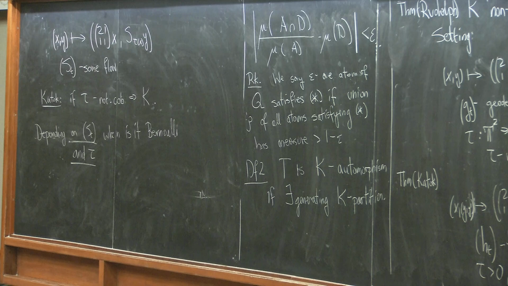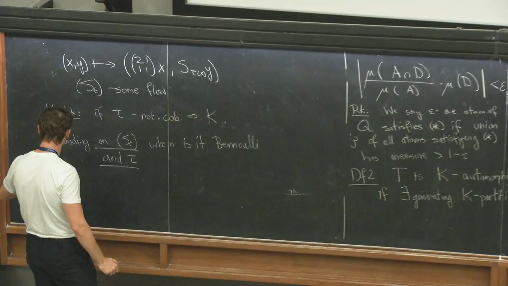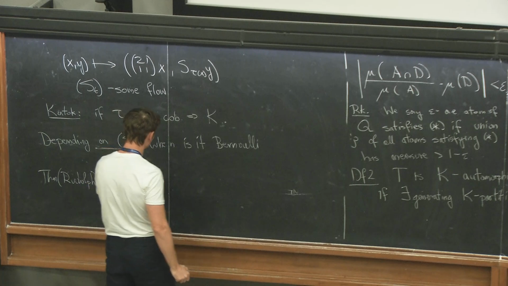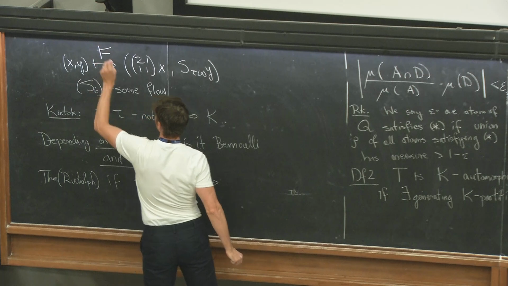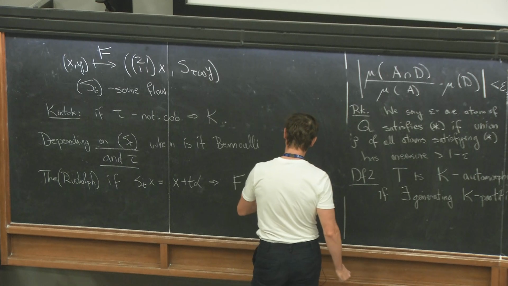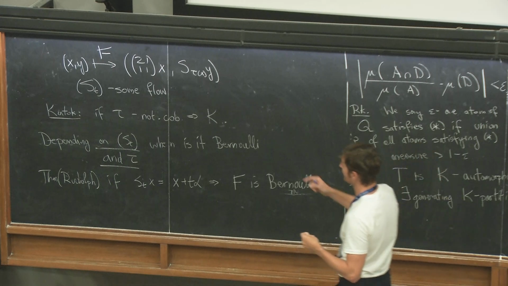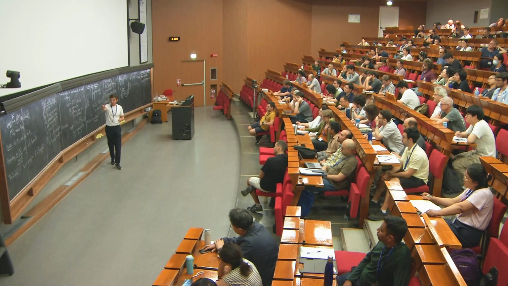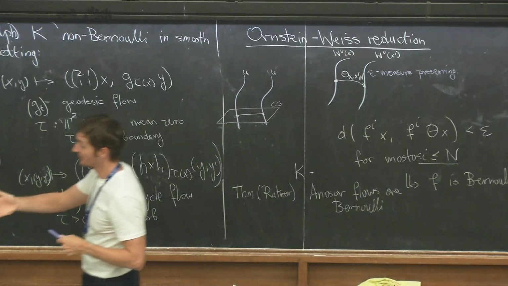The result of Ratner, if you try to put it in that framework, gives you another result of Rudolph, for example. Rudolph tells you that if S_T of x is just x plus T alpha, say, then let's call this thing F, F is Bernoulli. So if you put a very simple elliptic dynamical system with no growth, like a circle rotation, then you're still in the same situation where you have isometry, so the center stable is isometry plus contraction. So you still can win.